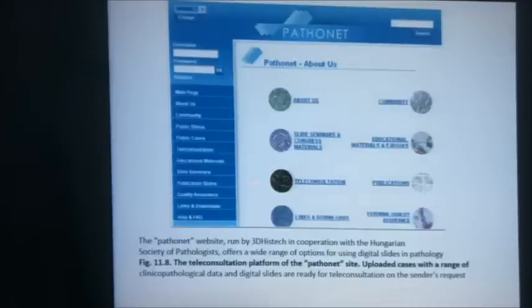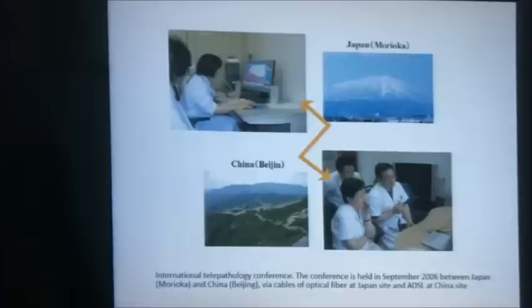This is just a website that shows you that this can be done, either educational or teleconsultation, so you can consult even for money, okay? You pay the money and you ask for consultation. They give you the link to the expert, and you pay the money and you get the diagnosis. Also external quality assurance, also help in publication. See, telepathology is advanced to the degree that it's actually being run as a business.